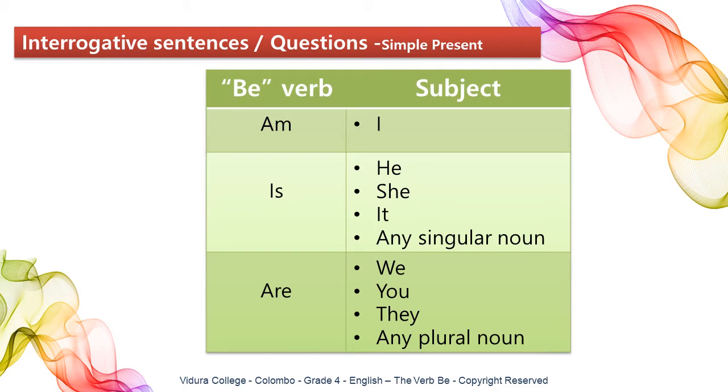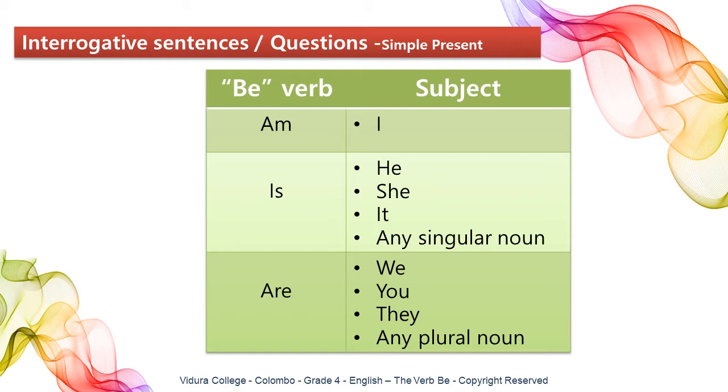Interrogative sentences, also called questions. Here I have given you a table with two columns. In the first column, I have mentioned the be verb. In the second column, I have mentioned the subject. When we are making questions, it's important, and keep in your mind, we have to place the be verb at the beginning of the sentence. Then only we are writing the subject.